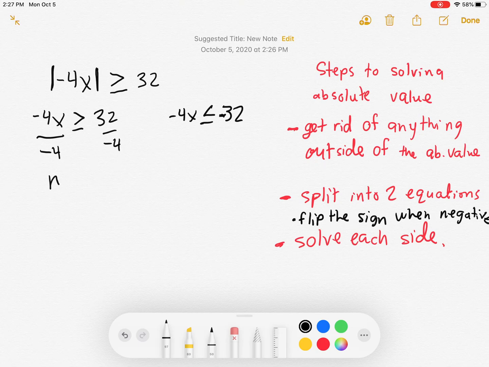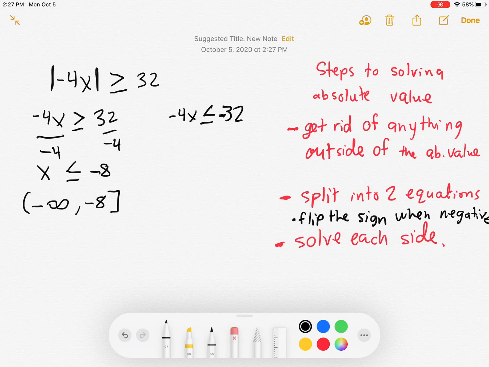We end up with, not n, different letter, x, and negative 8. And notice, since we divided by a negative, we have to flip the sign. Let's go ahead and write that as interval notation. So now we've got numbers smaller than negative 8. So that's going to be negative infinity to negative 8. Always a soft bracket around infinity. We're going to do a hard bracket around the negative 8 because it's included.